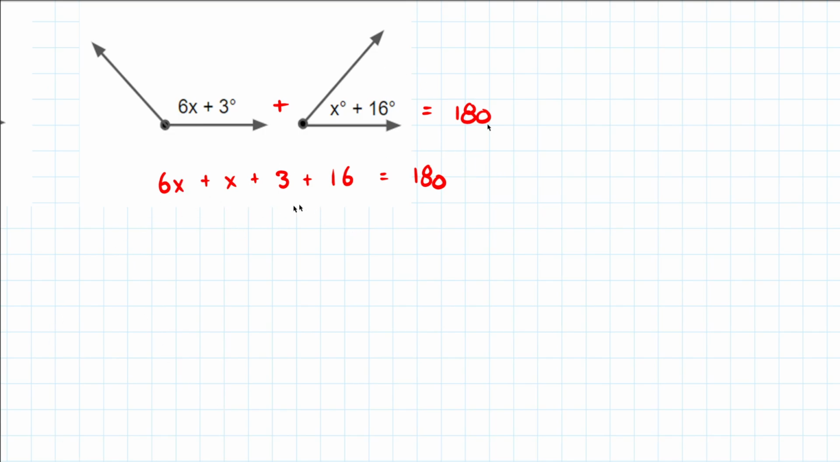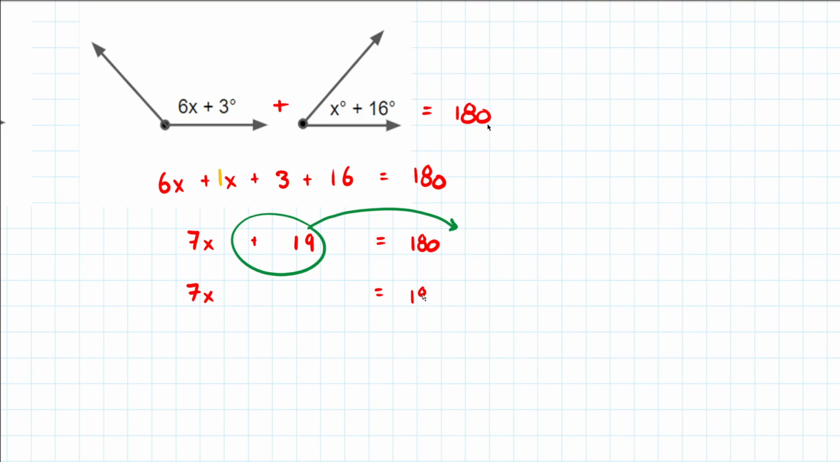And now I'm going to combine and then move and then eliminate. Combine, move, eliminate. Let's see. Combine my like terms. 6x plus x, well, that's 6x plus, perhaps you remember an invisible 1 right there. So 6x plus 1x, that's 7x. 3 plus 16, well, that's going to be a positive 19 equals 180. Just like in the last video, we're going to move this positive 19 to the other side. So we'll end up with 7x equals 180. And I'm going to move that 19 right over here.